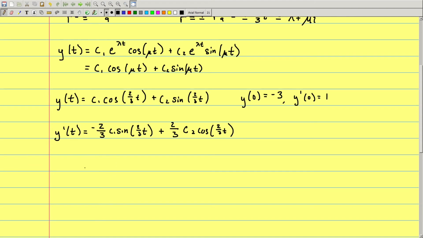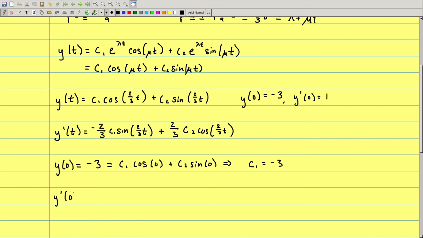If we evaluate at t equals 0, for y of 0, we're going to have -3, and that is going to be equal to c1 times cosine of 0, because 2/3 times 0 is 0, plus c2 times sine 0. And this tells us that c1 has to be equal to -3.